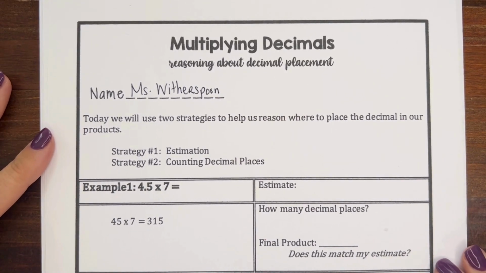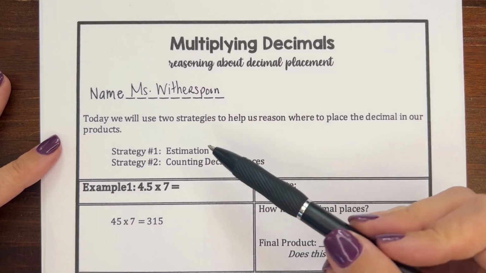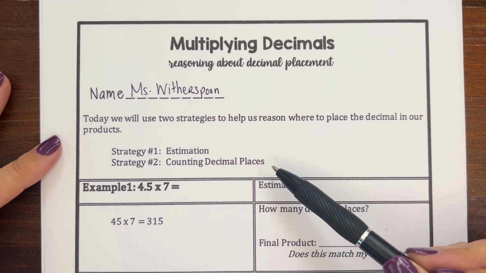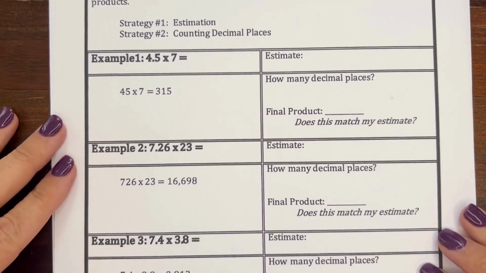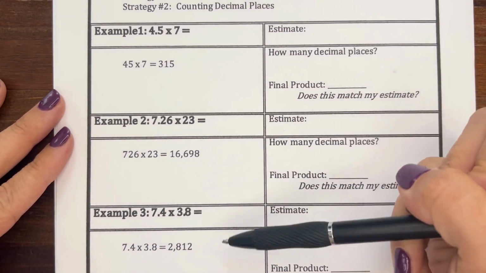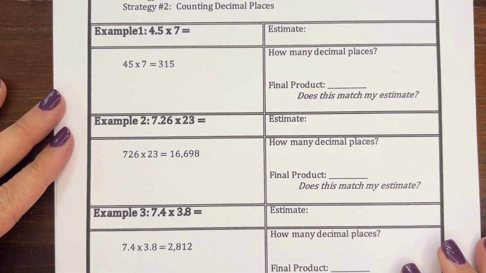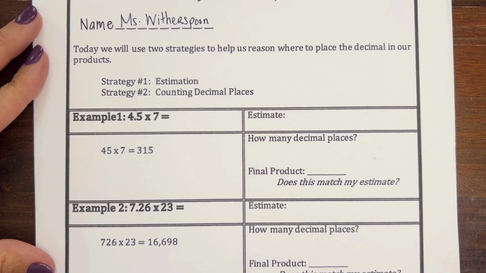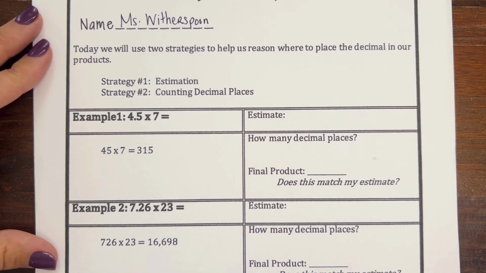Today we are going to learn two different strategies that will help us with multiplying decimals. The first strategy is called estimation, and the second one is counting decimal places. Now notice in all of our problems today, the multiplication has been done for us. We are simply using these strategies to figure out where to place the decimal in our product. The actual multiplication will come in the next lesson.